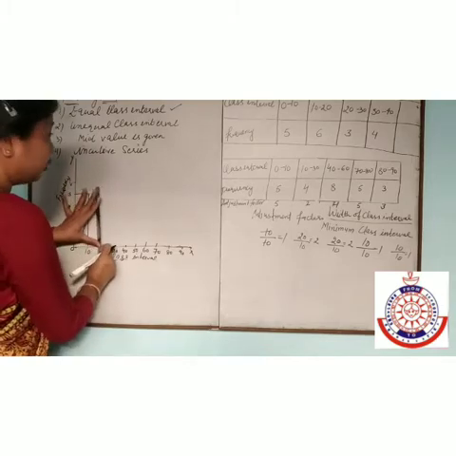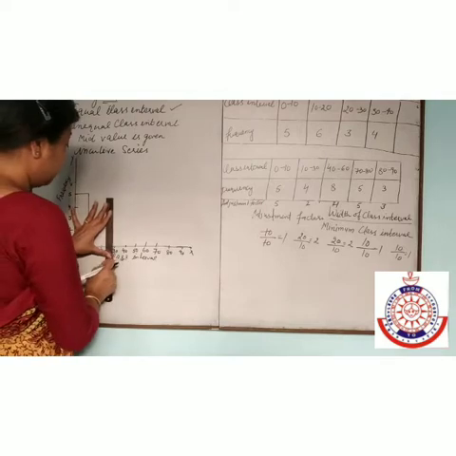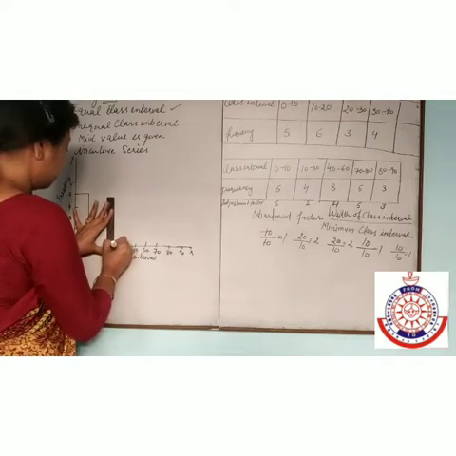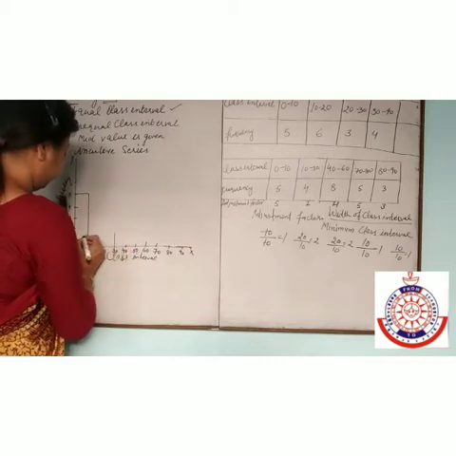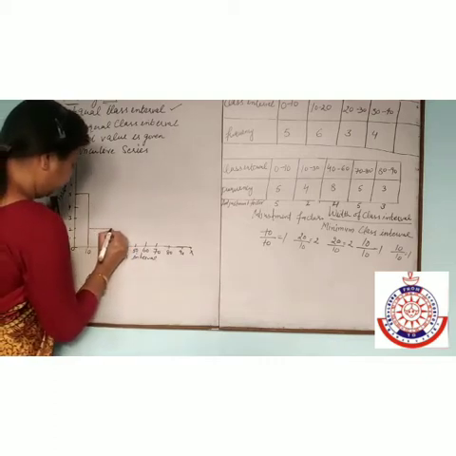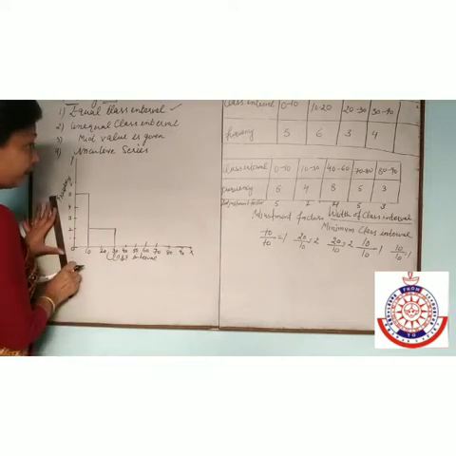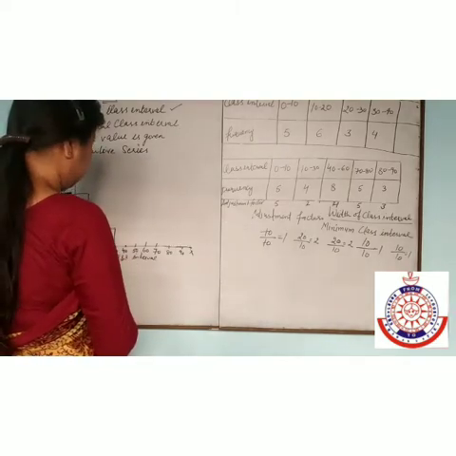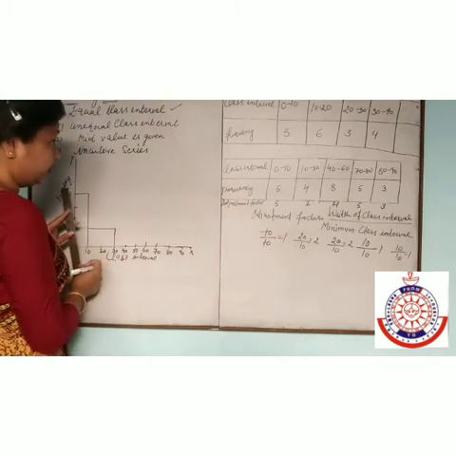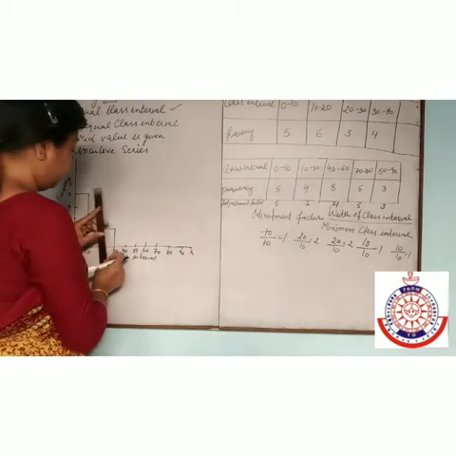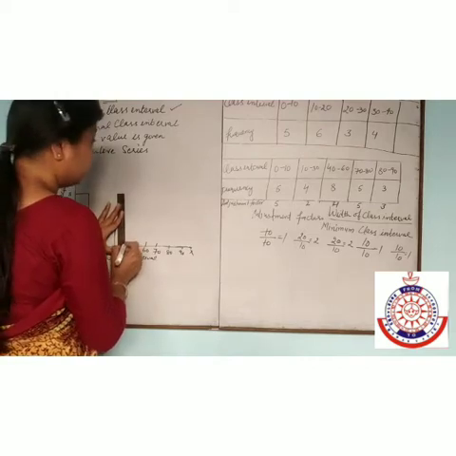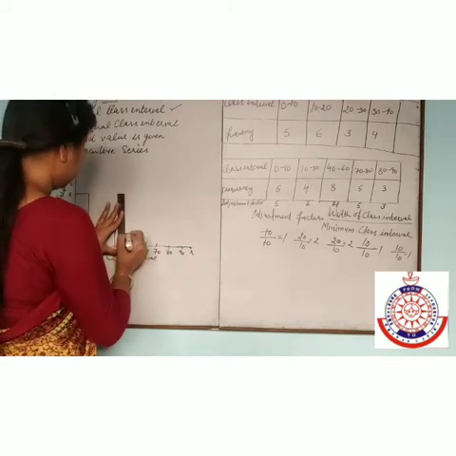Then 10 to 30, it's 2. Then 40 to 60 is a 4.